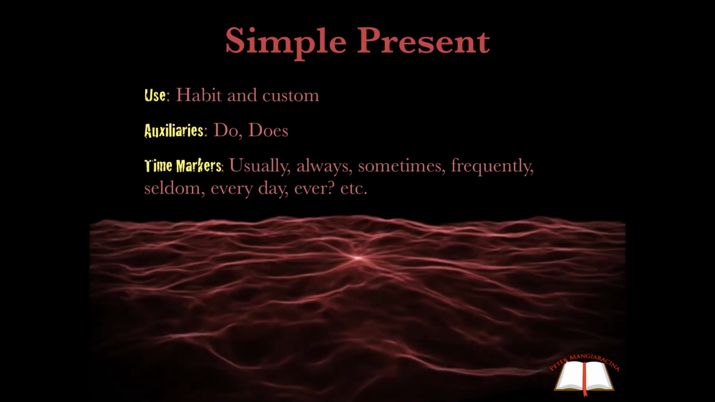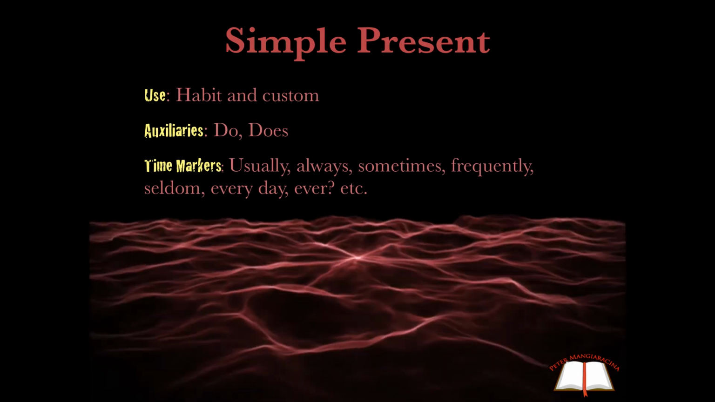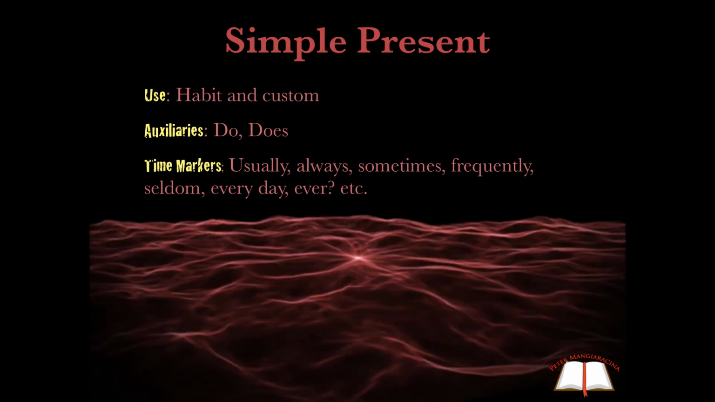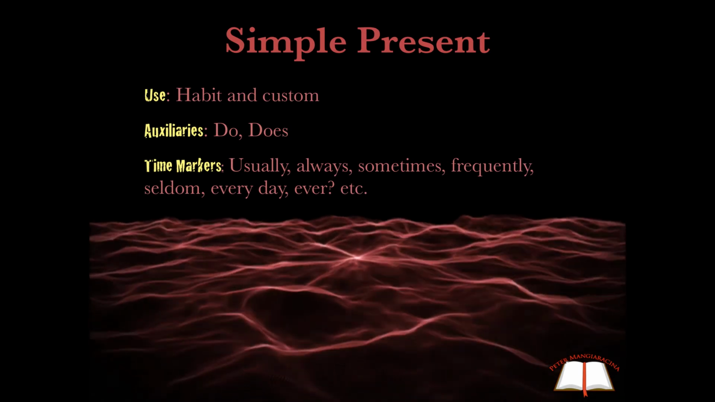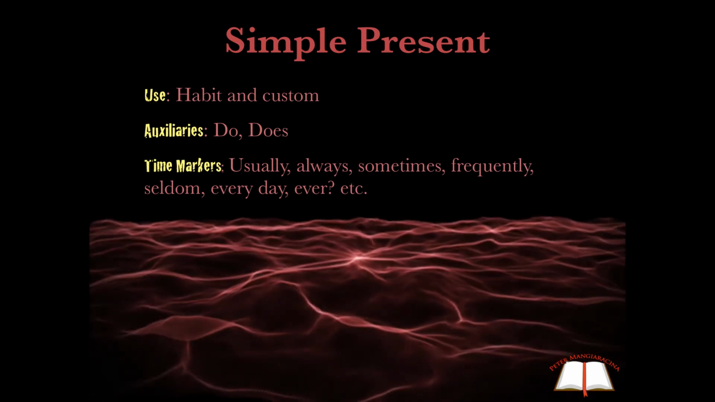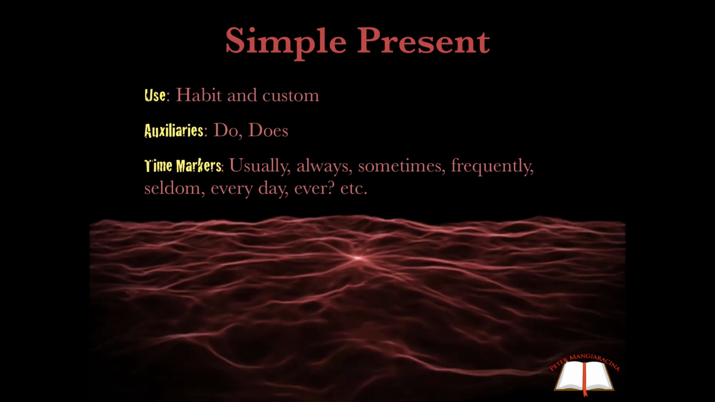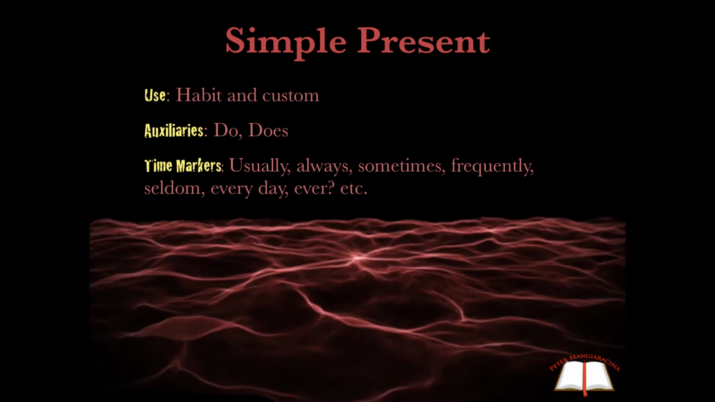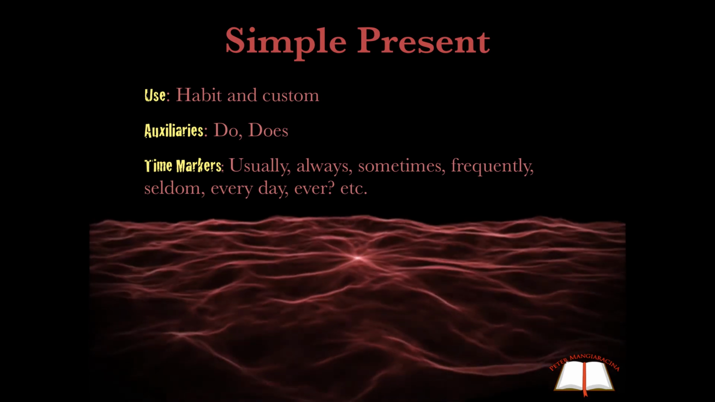The present tense is used for habit and custom. Its auxiliaries are do for the first person and second person singular and plural, and does for third person singular. The time markers have the effect of limiting or controlling the habits and customs of the present tense. When you use words like usually, frequently, and rarely, you are controlling the limits of the tense.